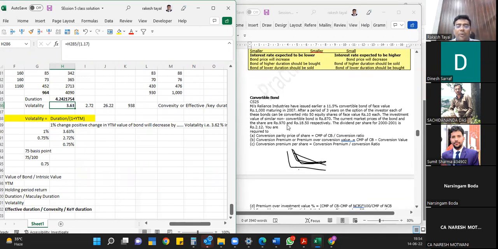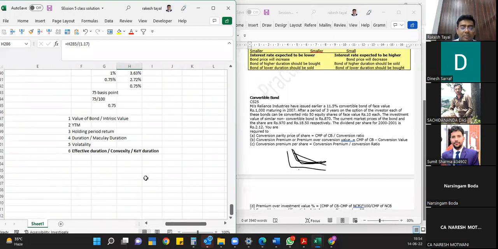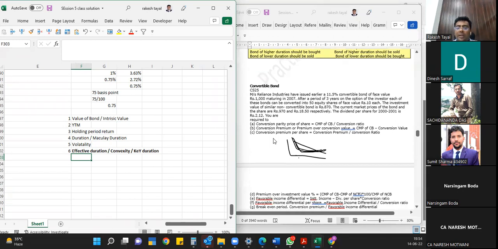So now coming to convertible bond. This is the next concept in the bonds. Messrs. Reliance Industries has issued earlier 11.5% convertible bond of face value of 1,000 maturing in 2007. After a period of 3 years, on the option of investor, each of these bonds can be converted into 50 equity shares of face value of rupees 10 each. The investment value of similar non-convertible bond is 870. The current market price of bond and the share are rupees 970 and 18.50 respectively. Dividend per share is 2.12. You are required to calculate conversion parity price of shares. So what is the current price of the share?